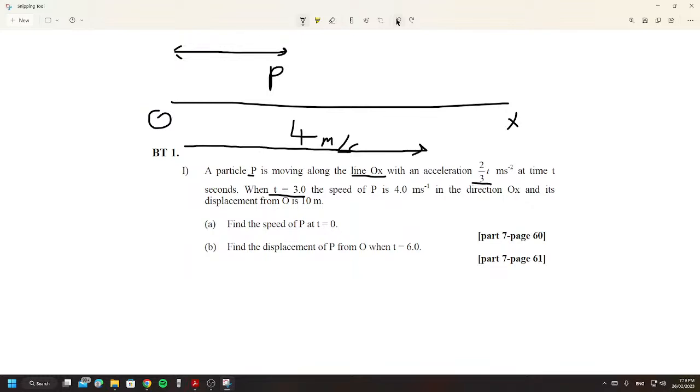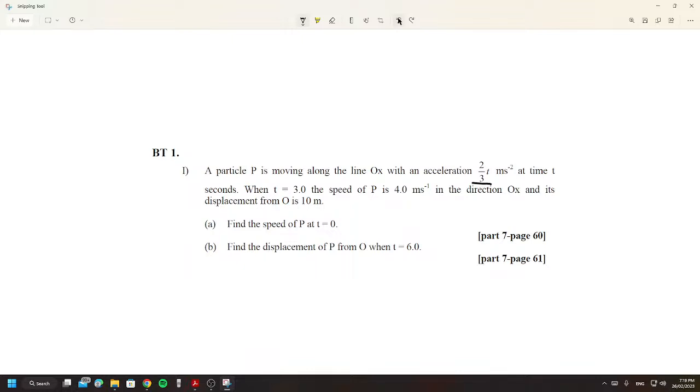Let's not get too mixed up with what we have in the given. This chapter likes to say a lot.